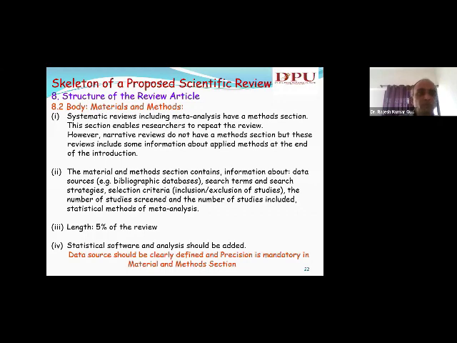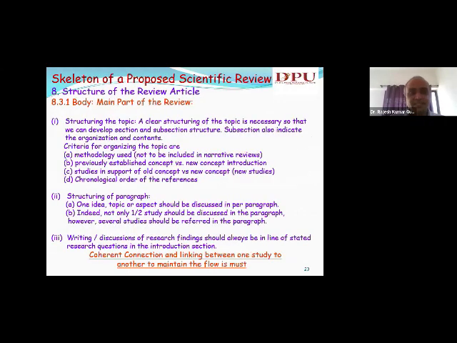Now coming to body, the main part of the review. Structuring the topic. A clear structuring of the topic is necessary so that we can develop the section and subsection structure. Subsections also indicate organization and contents. Criteria for organizing the topic are, that is, methodology used, not to be included in narrative reviews, previously established concept versus new concept.